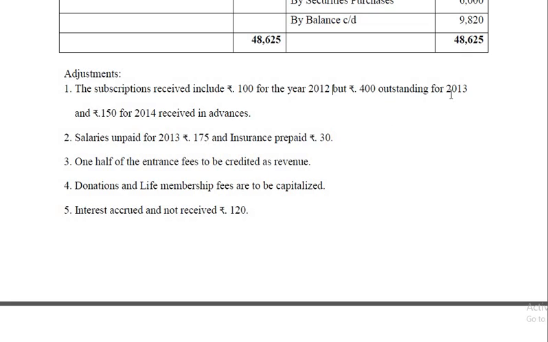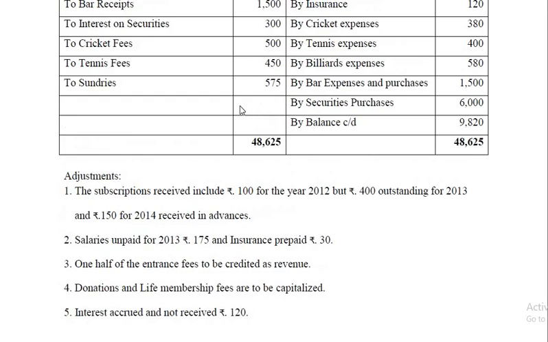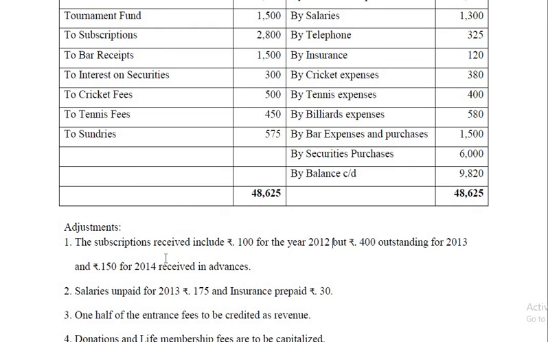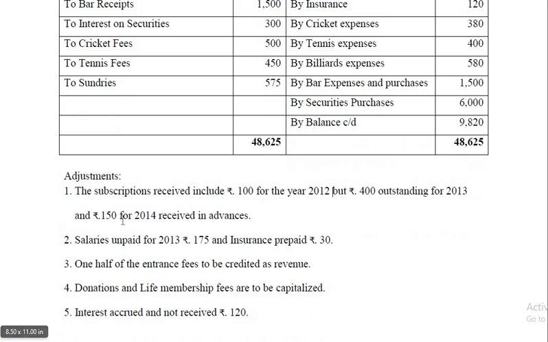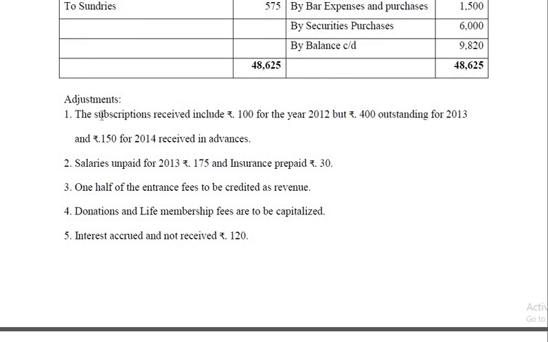But 400 outstanding for 2013, that means for the current year, and therefore these 400 rupees are to be added to subscriptions received in the current year. And not only that, this will come to the balance sheet asset side. Rupees 150 for 2014 received in advance. So this is not the income of current year. Therefore, subscriptions of rupees 2,800 include this 150. These are to be deducted because that is not the income of current year, and it should be shown as a liability on the liability side of the closing balance sheet.